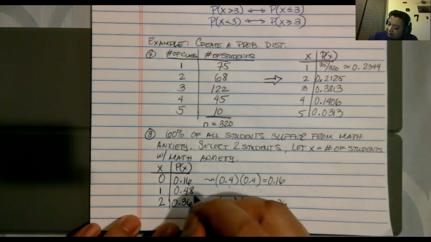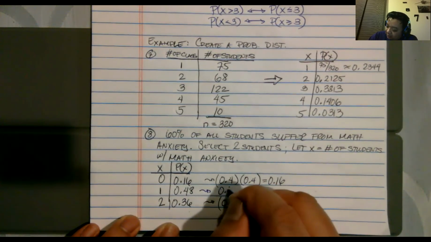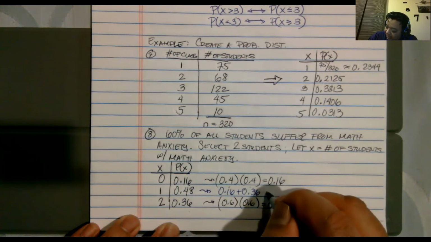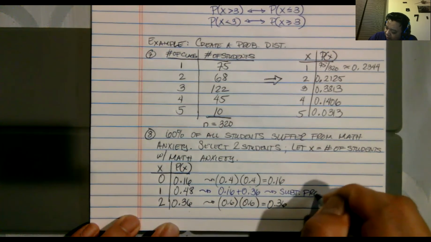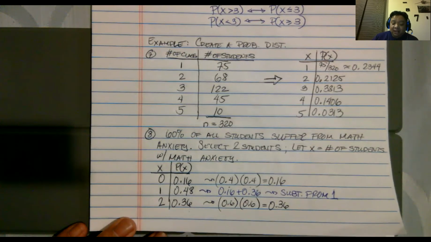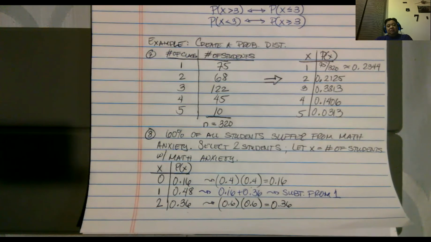So this one, you can find it by adding 0.16 plus 0.36 and then subtract from 1. And so you get 0.48 as a result. Okay. Questions?